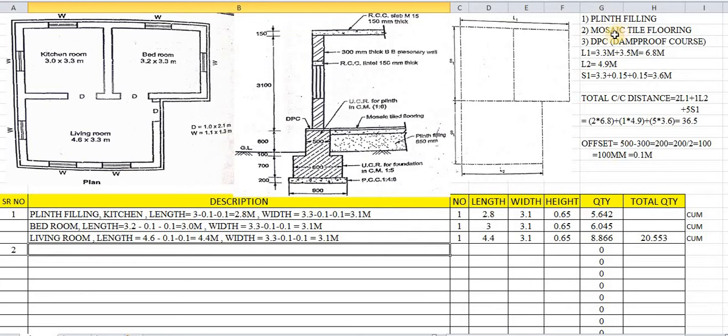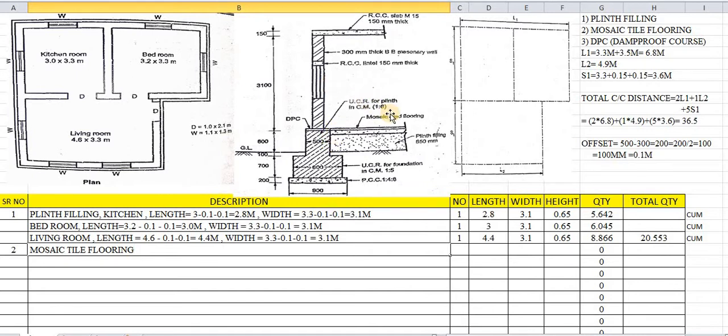So same, serial number 2, the mosaic tile flooring, we will find out. So we will copy this serial number 2. Again, while calculating the quantity of mosaic tile flooring, you have to see the line from where it has been started. This mosaic tile flooring has been started at the line of plain filling. So along this line of plain filling, this mosaic tile flooring has been laid. That means we have to consider the offset, the same offset concept for the mosaic tile flooring also, because it has been laid along this line. It has been started from this line.